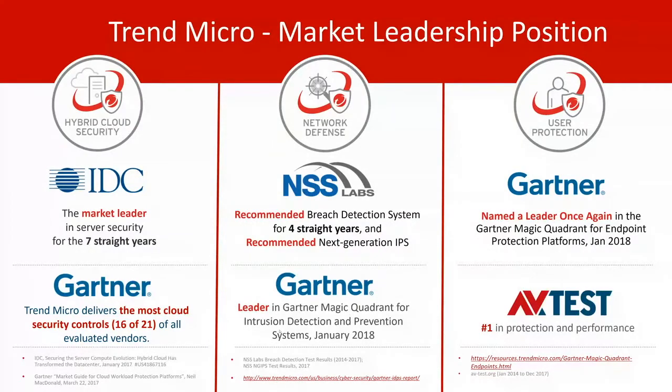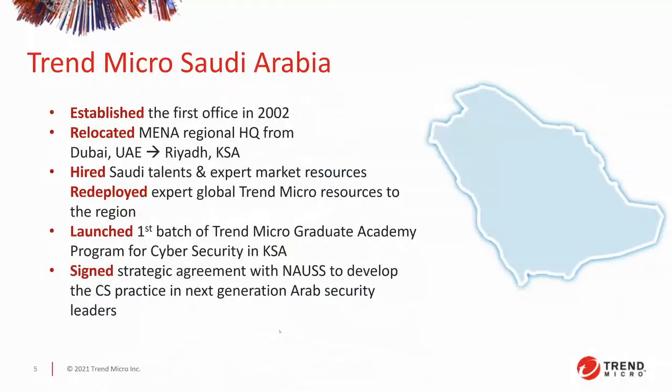For user protection, Gartner named Trend Micro a leader once again in the Gartner Magic Quadrant for endpoint protection platforms in January 2018. As per AV-TEST, Trend Micro is number 1 in protection and performance regarding user protection. So this is how Trend Micro is leading the market. For Trend Micro in Saudi, we established our first office in 2002.